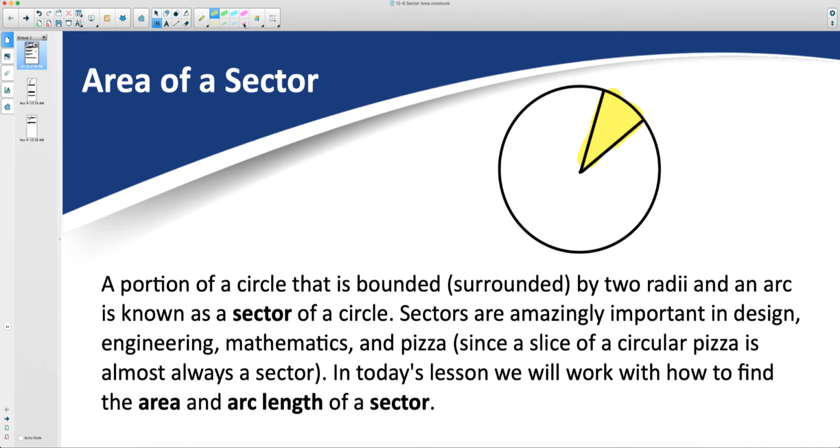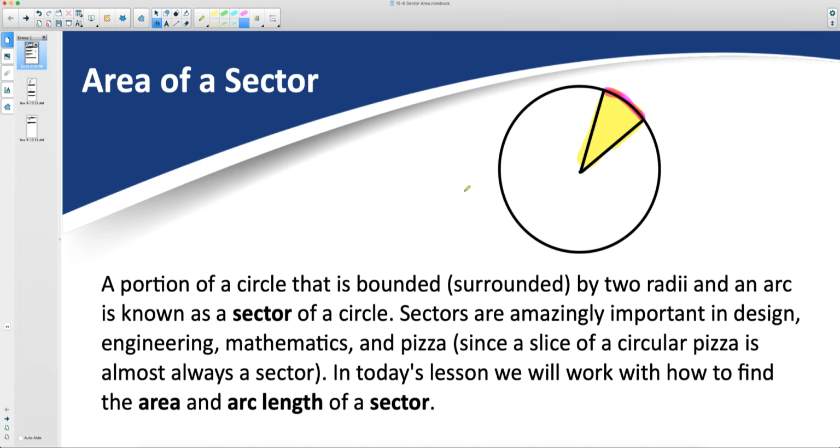So highlighted in yellow is an example of what a sector is, and this is really looking like a pizza slice now. But anyway, highlighted in purple here is an example of what an arc length is. The arc length of a sector is a portion of the circumference. Think about a full circle: all the way around is the circumference. This arc length is a portion of the circumference. The area of a sector is a portion of the area of the entire circle. And that's pretty much what we're going to deal with today.